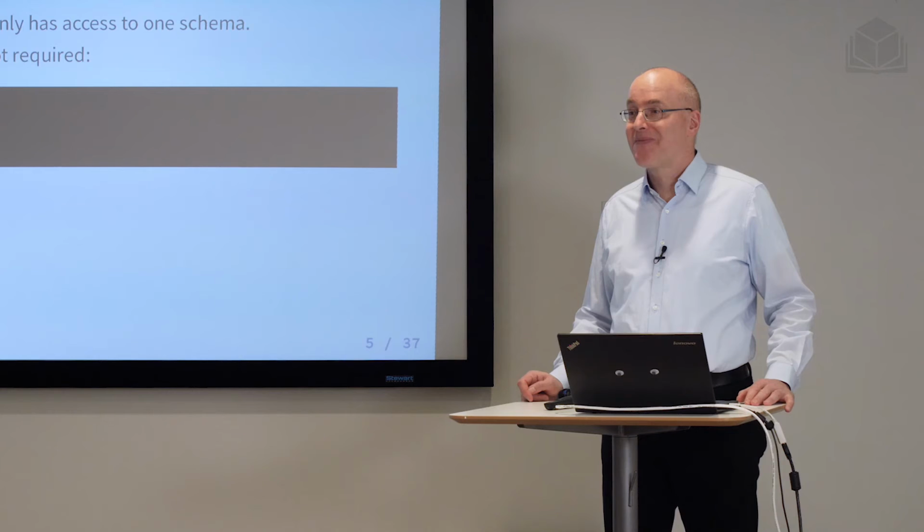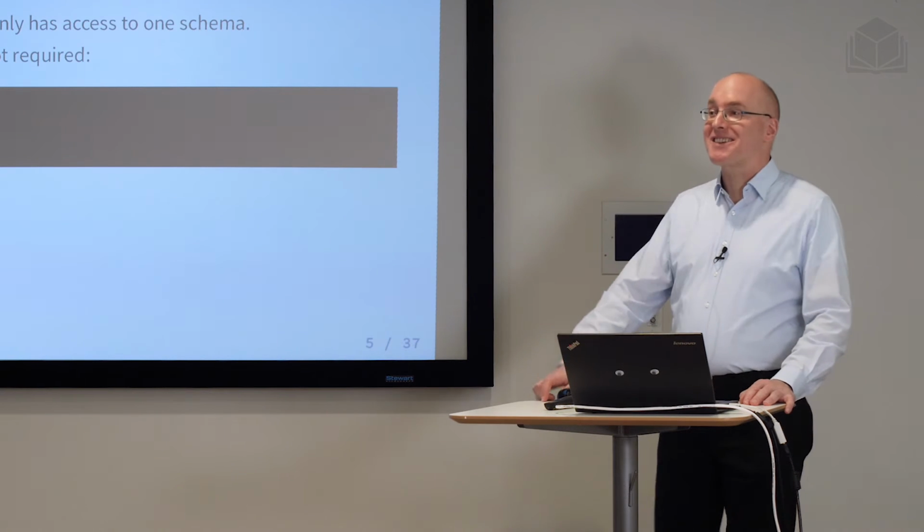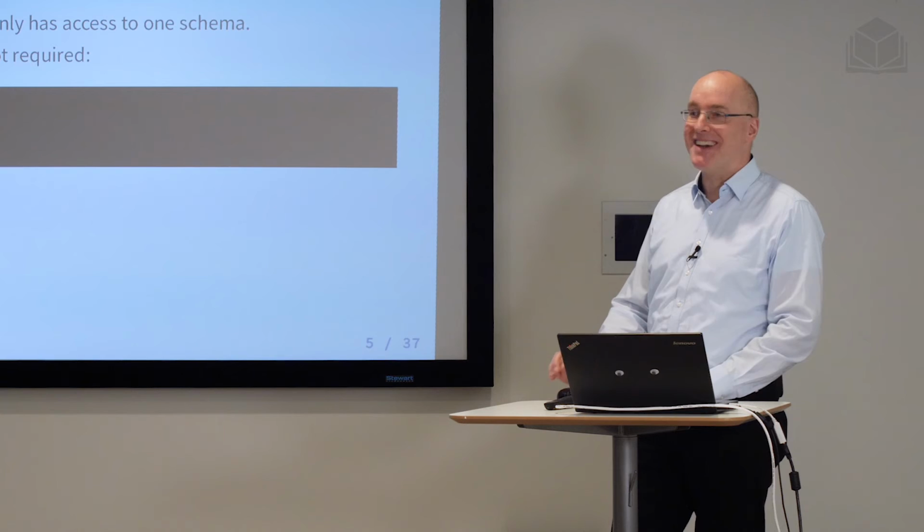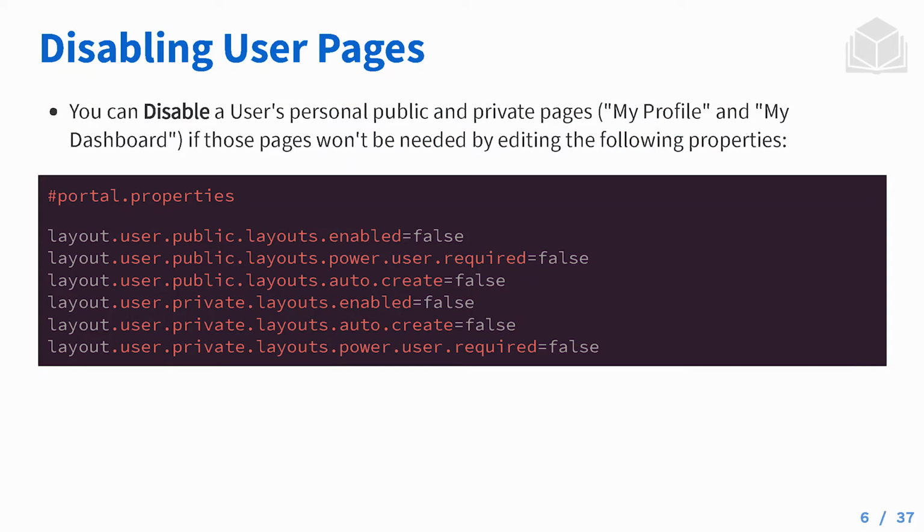Any guesses? And no, it depends is not the answer this time. Again? Read portal properties, correct. The other correct answer. Yay. So again, read portal properties and you will see that there are some properties in there that say layout user public layouts enabled. What does that mean?